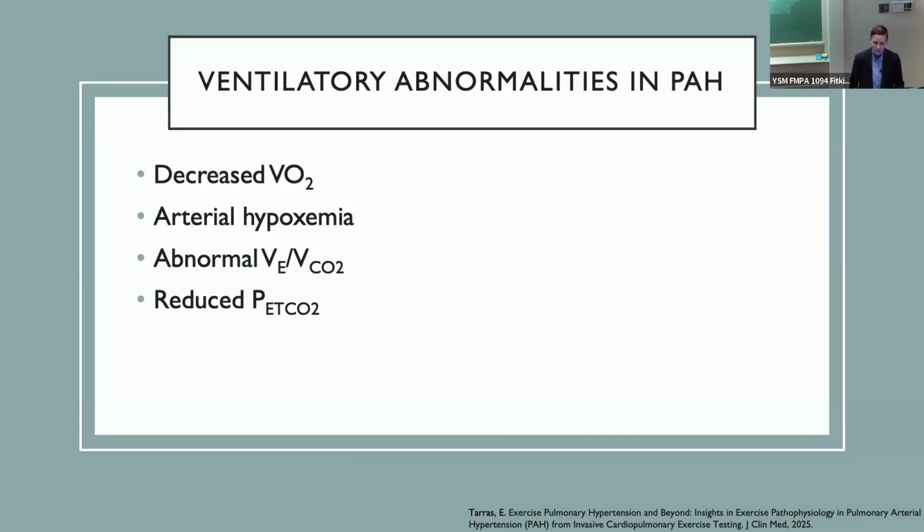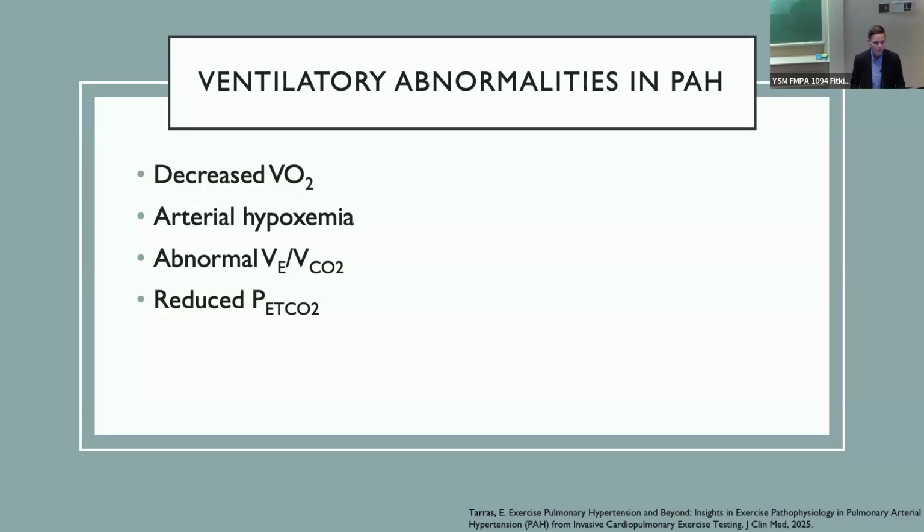First, in PH, our peak VO2, or our aerobic capacity, is reduced, largely because cardiac output cannot rise adequately under the burden of RV afterload. And by the Fick principle, this depressed forward flow constrains our oxygen uptake.